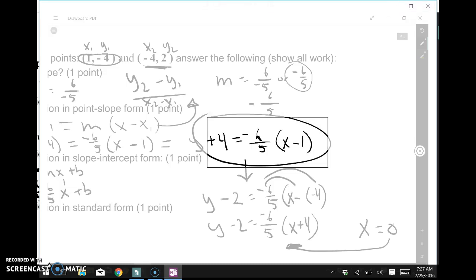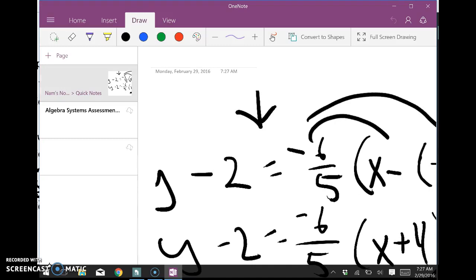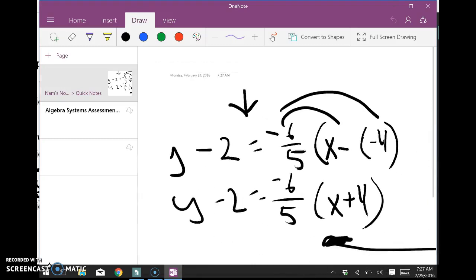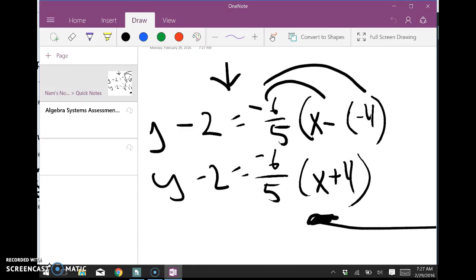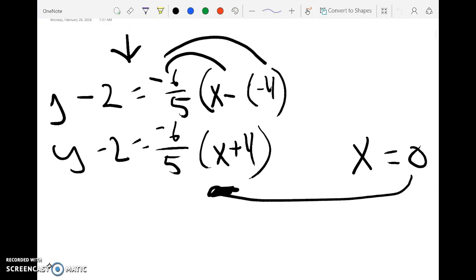Okay, so I'm going to go ahead and take this one. Okay. So this is my point slope form that I found earlier, so I'm going to go ahead and substitute in 0 to find the y-intercept.